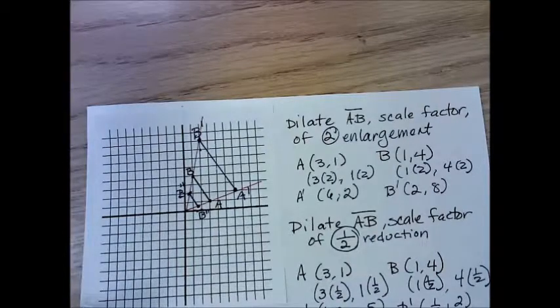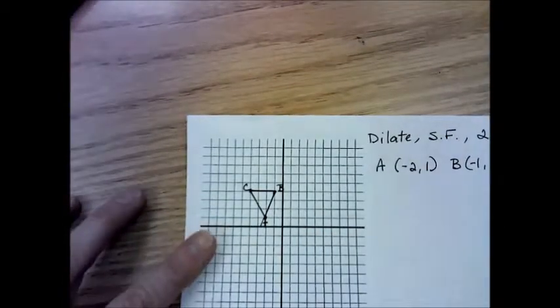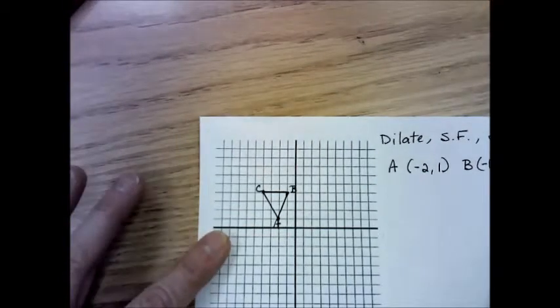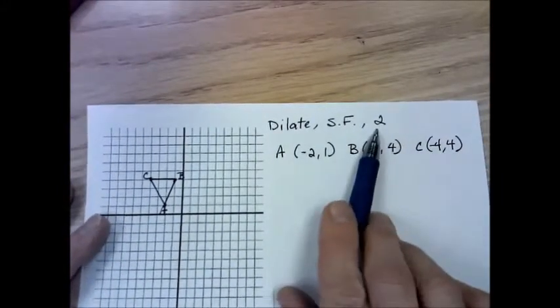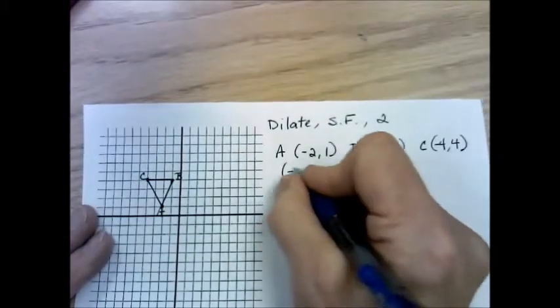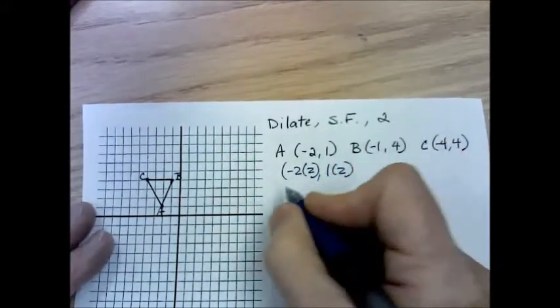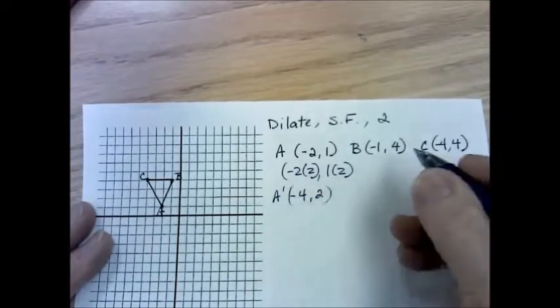All right, now we've done a point and a line. Let's go ahead and dilate a triangle on the coordinate plane. So here we have triangle ABC with our ordered pairs here. And let's go ahead and dilate that using a scale factor of 2. So I'm going to do -2 times 2 and 1 times 2 for A. So A prime is going to be -4, +2.